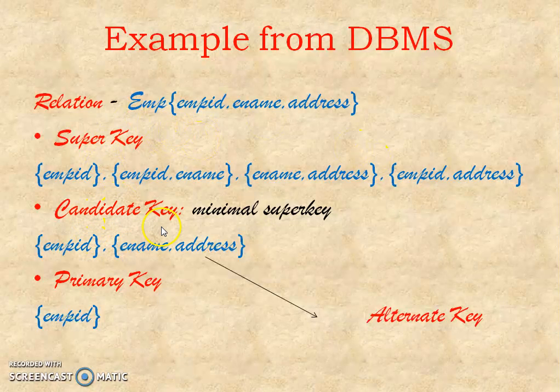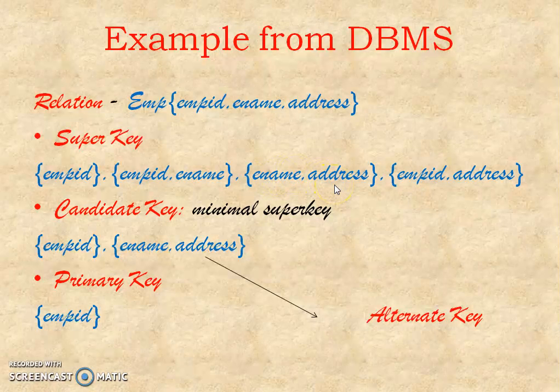Now next comes candidate key. Minimal of super key is called as candidate key. Minimal of super key means the minimum attributes which are capable of doing unique identification will be taken as the candidate key. So EMP ID cannot be further divided into anything else, so it is a candidate key. EMP ID and ename, in this combination EMP ID alone is sufficient, so this cannot be a candidate key. In the last one, EMP ID and address also, EMP ID is sufficient, so this also is not a candidate key.